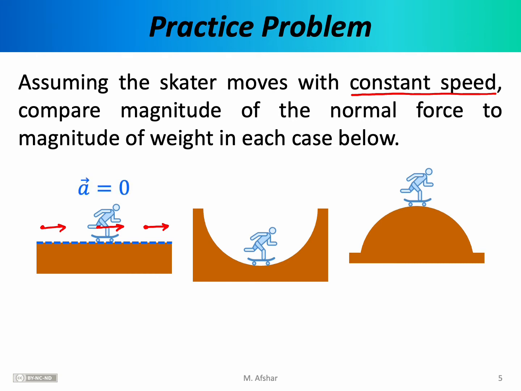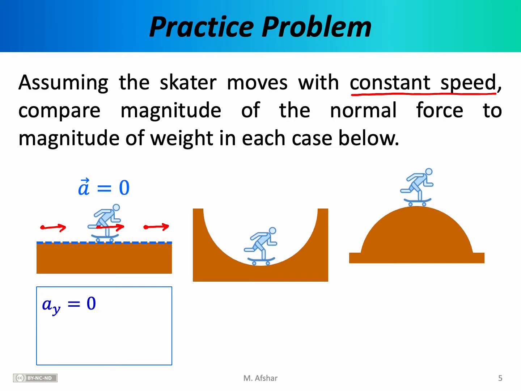If the velocity is constant, then we can say that the acceleration of the skateboarder must be zero, because remember, acceleration refers to the change in velocity. A velocity that does not change implies zero acceleration. Now, we're really interested in the y direction because we want to talk about the normal force and weight. We know that weight points straight down, and we also know that the normal force is perpendicular to the surface, so it's going to point straight up. So focusing on the y direction, we can say that the y component of acceleration is zero.